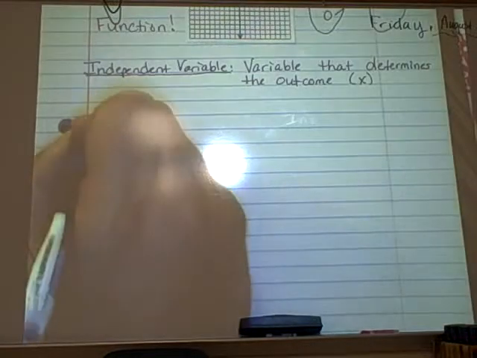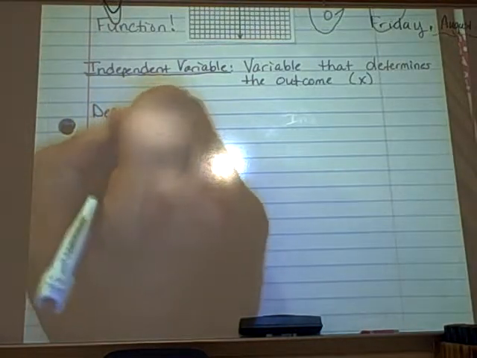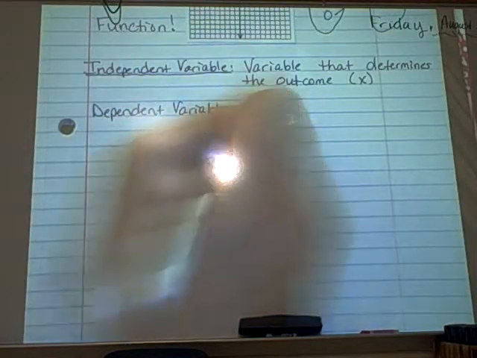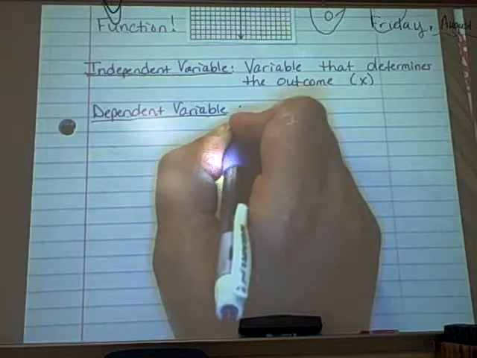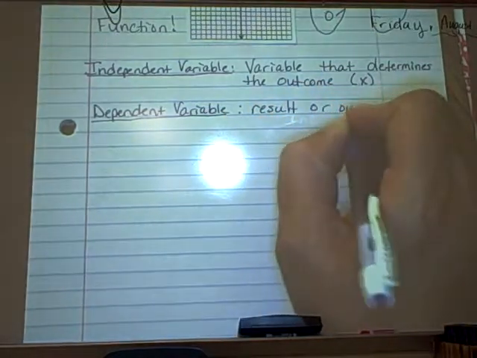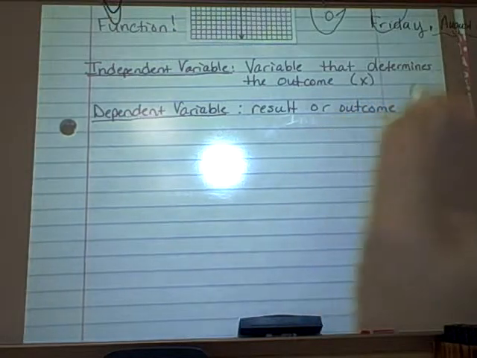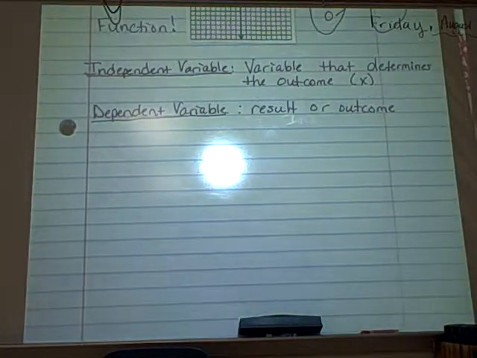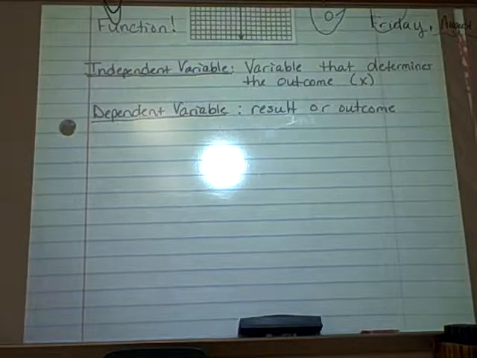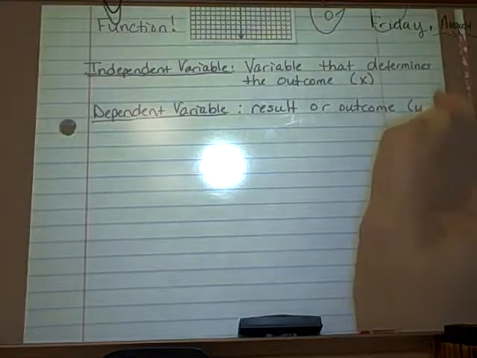So dependent variable, this is the result or the outcome. So in that scenario, however many Coca-Colas I have, that's the result. That's the dependent. This is always your y numbers.